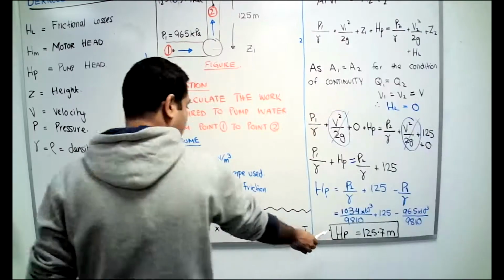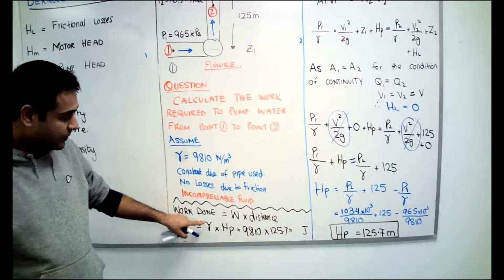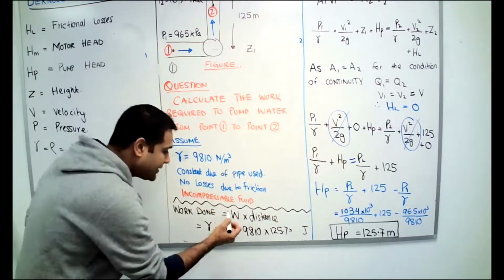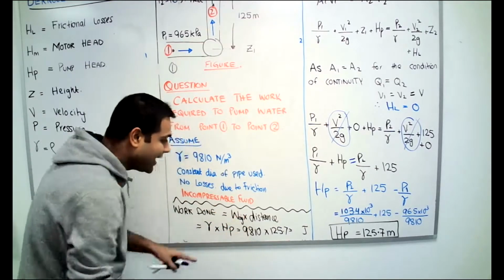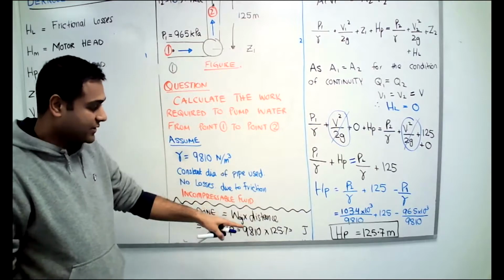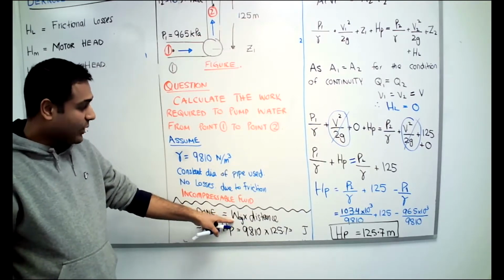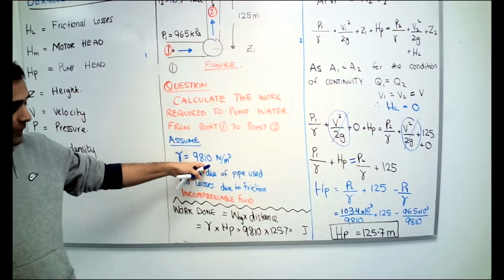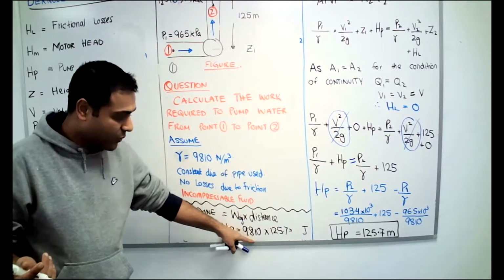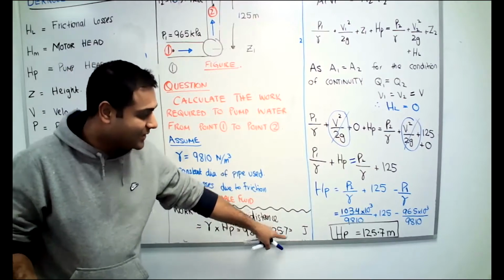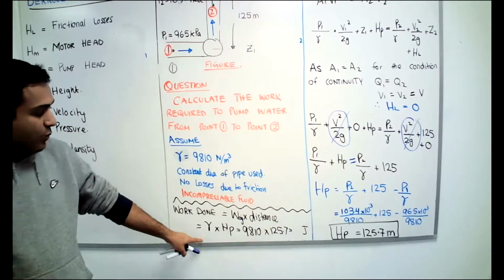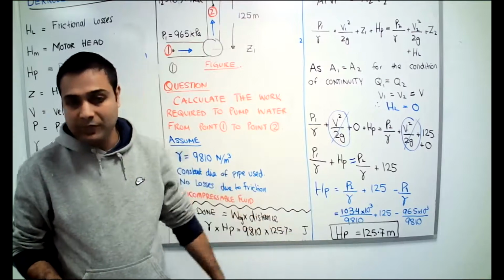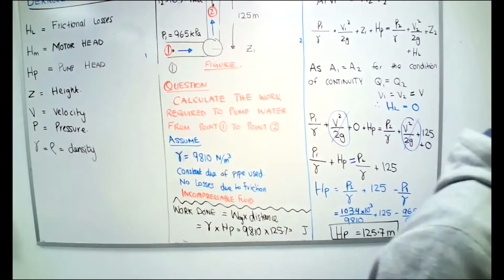To find the work done, because we got the HP, the work done W is the weight times the distance, or the force times the distance. So that weight is going to be 9810, we assume it's 1 meter cube. That's the force required to lift it, multiplied by the distance moved, 125.7. Whatever the answer is, that's going to be in joules. So that will be the answer for this bit.